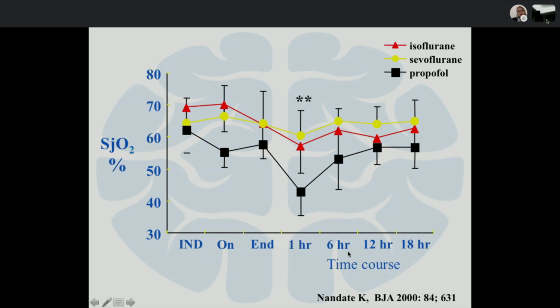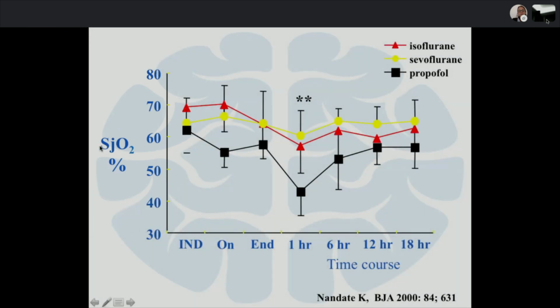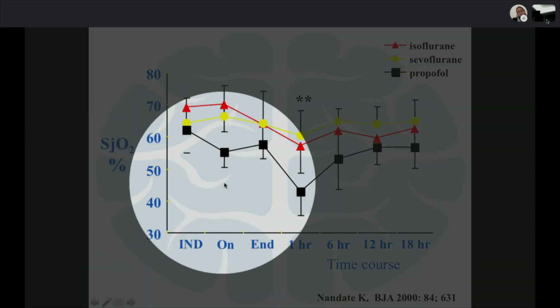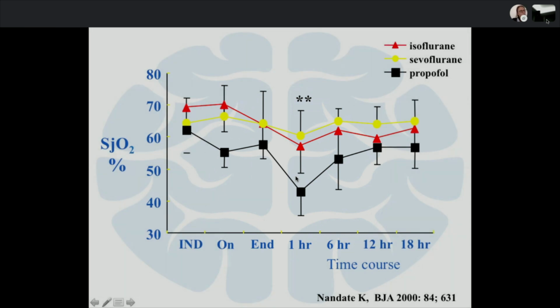This is another study which basically studied the effects of different general anesthetics, so isoflurane, sevoflurane, and propofol, on the episodes of SjvO2. Patients were undergoing general anesthesia during artery bypass surgery. And basically what they saw is that the main episodes of desaturation occur after 1 hour, and especially using propofol, probably related to the reduction of the systemic blood pressure.